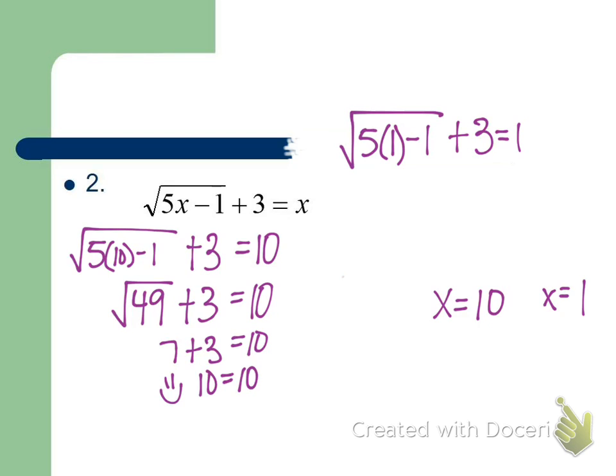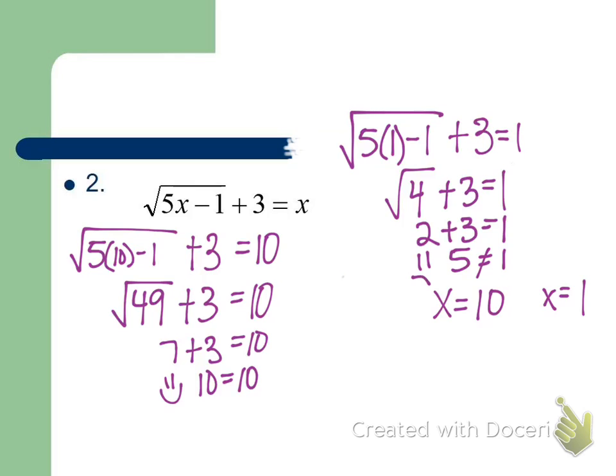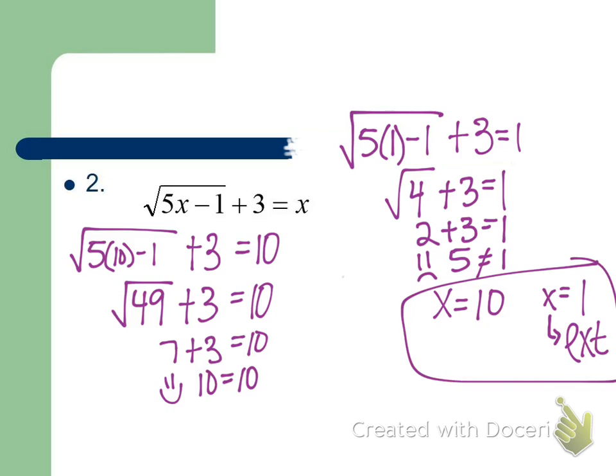5 times 1 minus 1. The square root of 4. 2 plus 3. Is that one extraneous? Yes. That one did not work out. Sad face. So this is the one that came out to be extraneous. So we would write both of our answers, but note which one was extraneous.